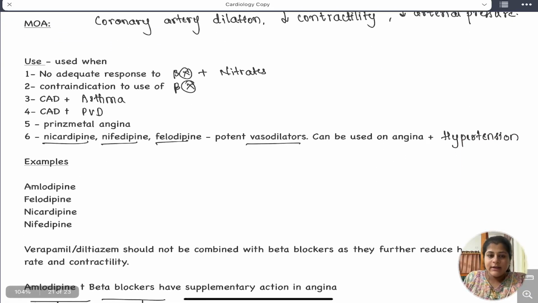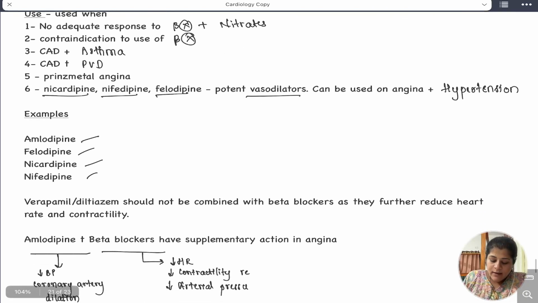There are many calcium channel blockers. I have only quoted practically useful ones: amlodipine, felodipine, nicardipine, and nifedipine. Verapamil, diltiazem. So these are safe, but verapamil and diltiazem should not be combined with beta blockers, because verapamil and diltiazem also reduce heart rate. Beta blockers are also reducing heart rate. If you combine both of them, the heart rate might be drastically reduced.